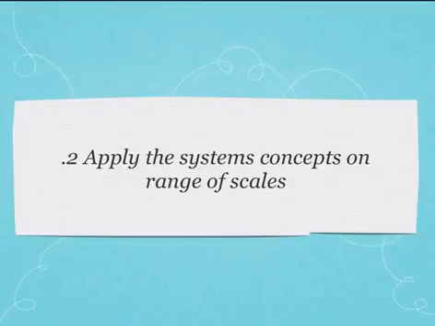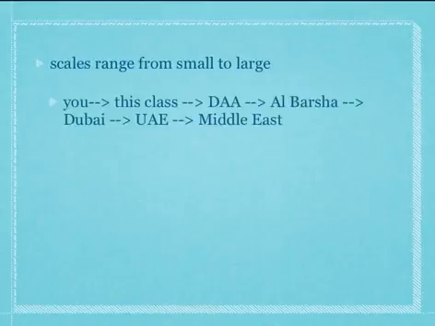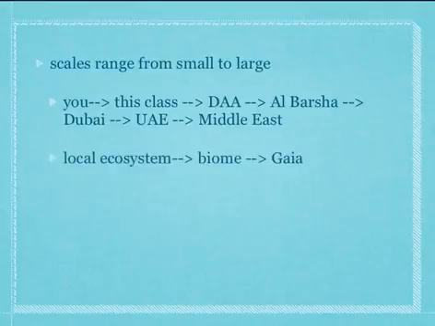Next, we have to consider that systems have a wide range of scales that we can look at them from. So we can obviously go from a small idea to a large idea. If you think about you, the primary target, and if other people are watching this, that's great too, you're sitting in a class. And for my students, this class is in Dubai American Academy, which is located in Al Barsha, which is located in Dubai, in the United Arab Emirates, and then in the Middle East. We can even take that further and consider the globe as well. We can look at our local ecosystem that makes up part of our biome, that also makes up this idea of Gaia that we're going to talk about in just a second.